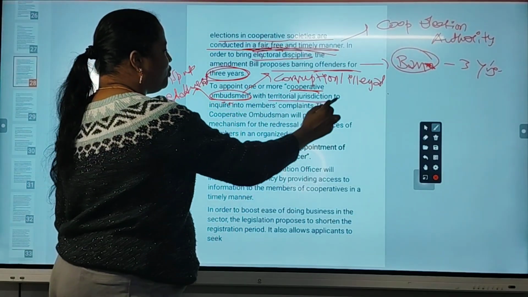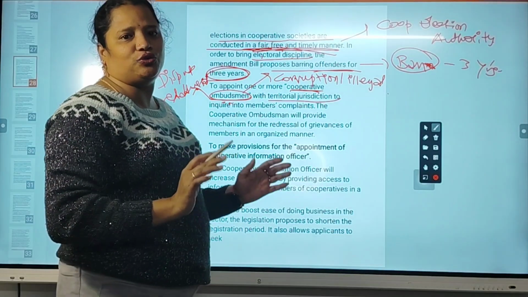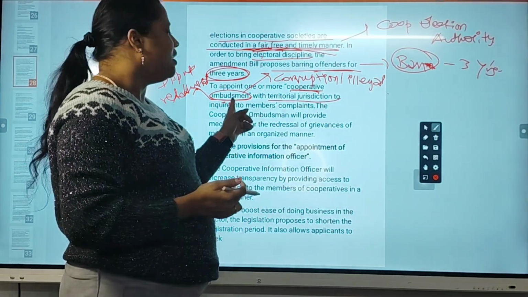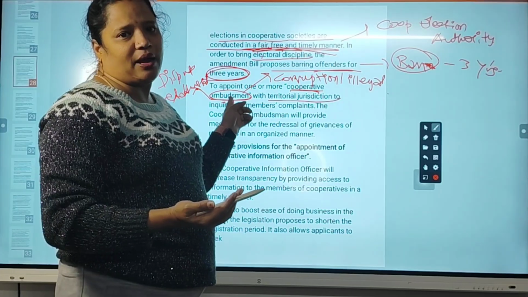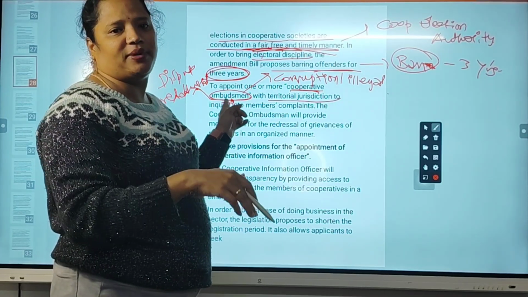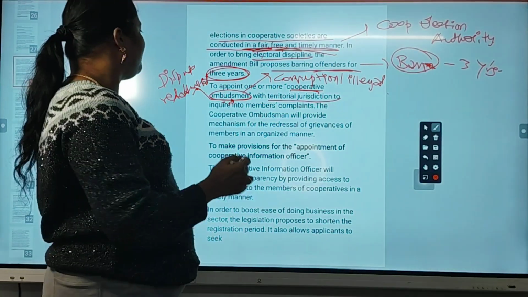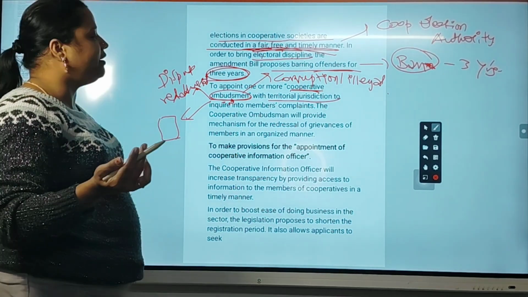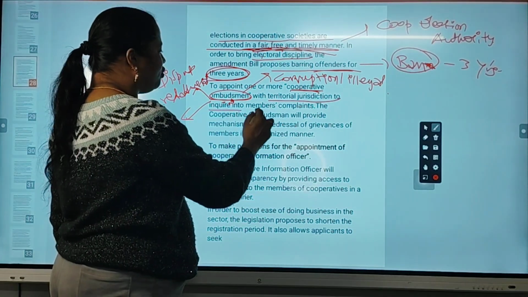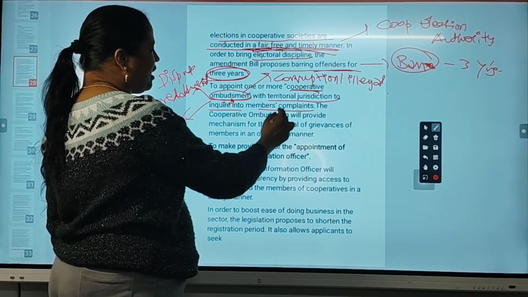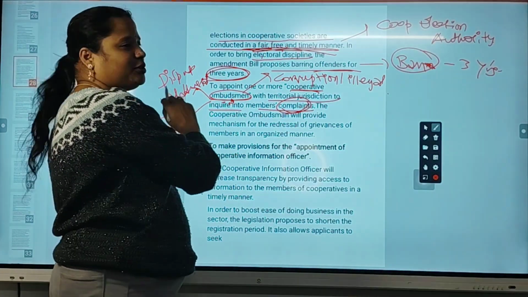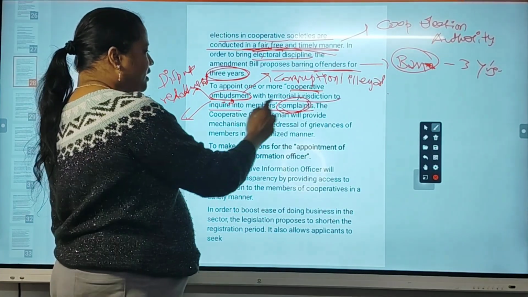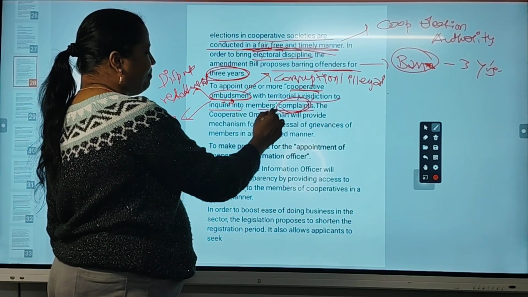With territorial jurisdiction, means people of a state can only come there and complain to the ombudsman. In another state, one more ombudsman will be established. It will operate in a particular territory only, not outside the territory. To inquire into members' complaints: I told you that whatever the complaints and disputes are there, they can give complaints here to the ombudsman. So they will inquire into and resolve members' complaints.